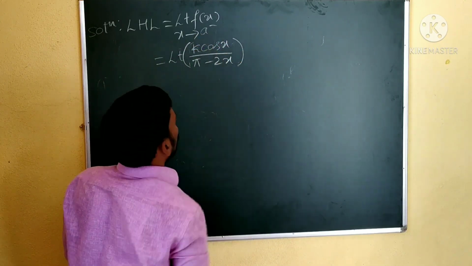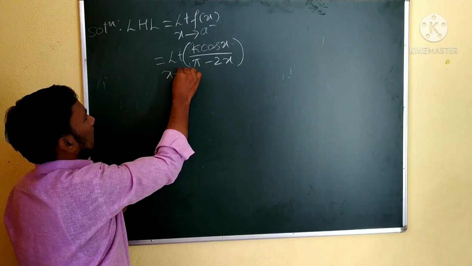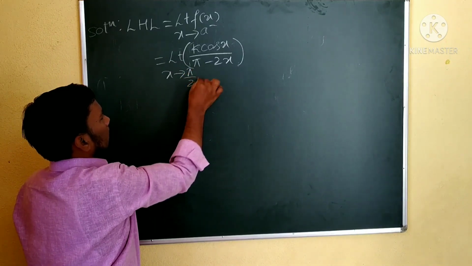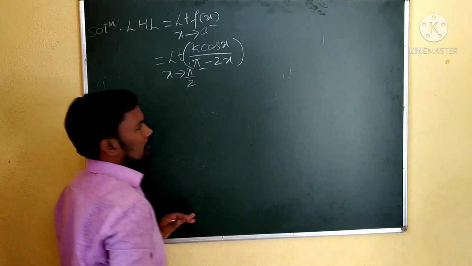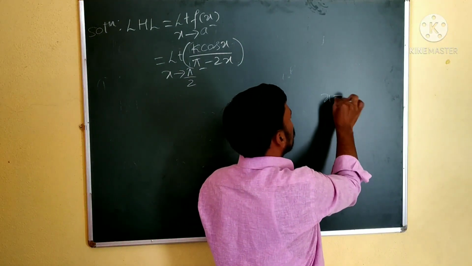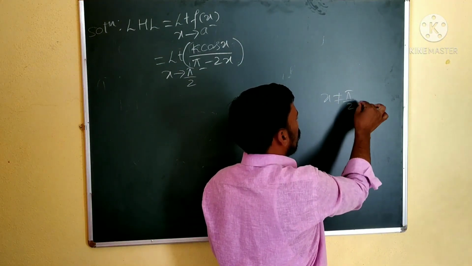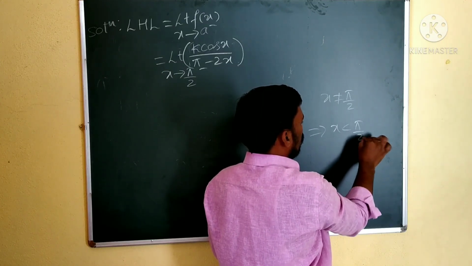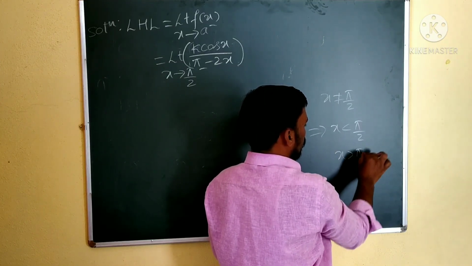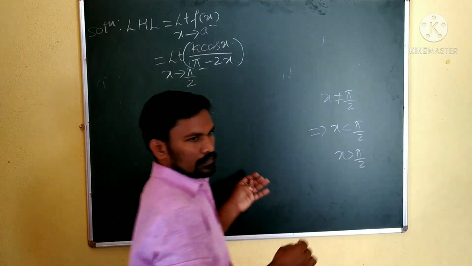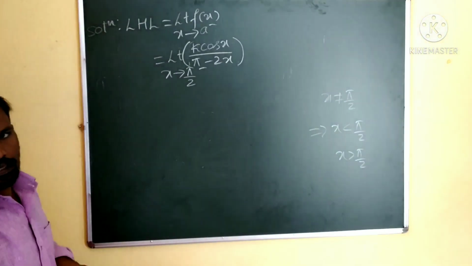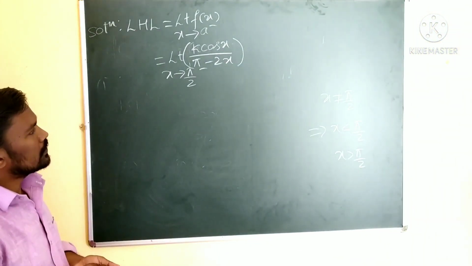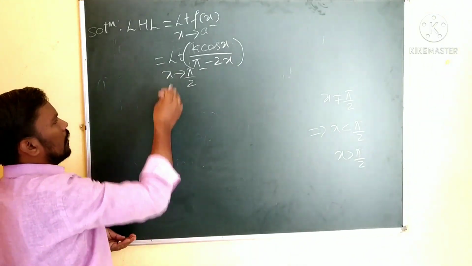K cos x by pi minus 2x as x tending to pi by 2 minus. Right? So here x is not equal to pi by 2, which implies x may be less than pi by 2 or more than pi by 2. So that's why the same function will be used for calculating both the left hand limit value as well as the right hand limit value. So let us apply the limit.